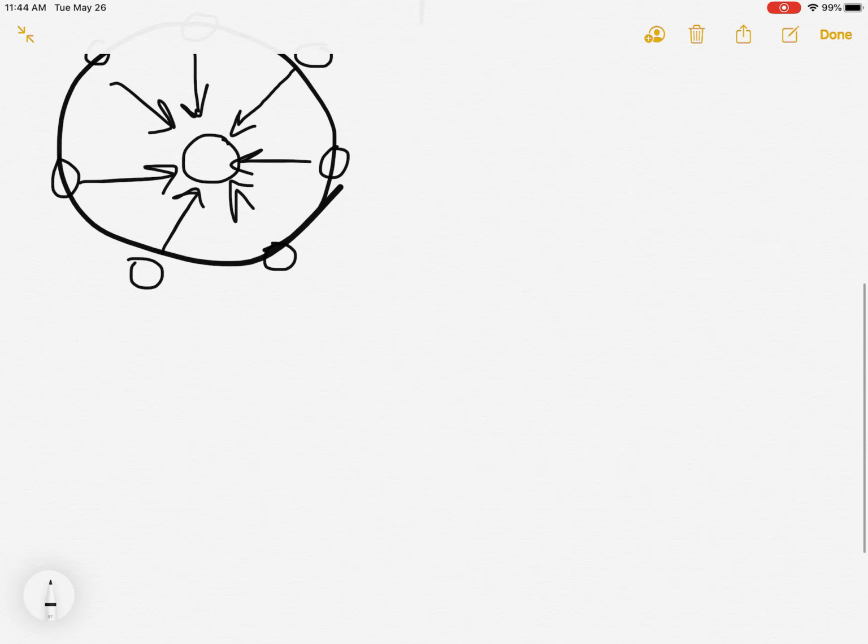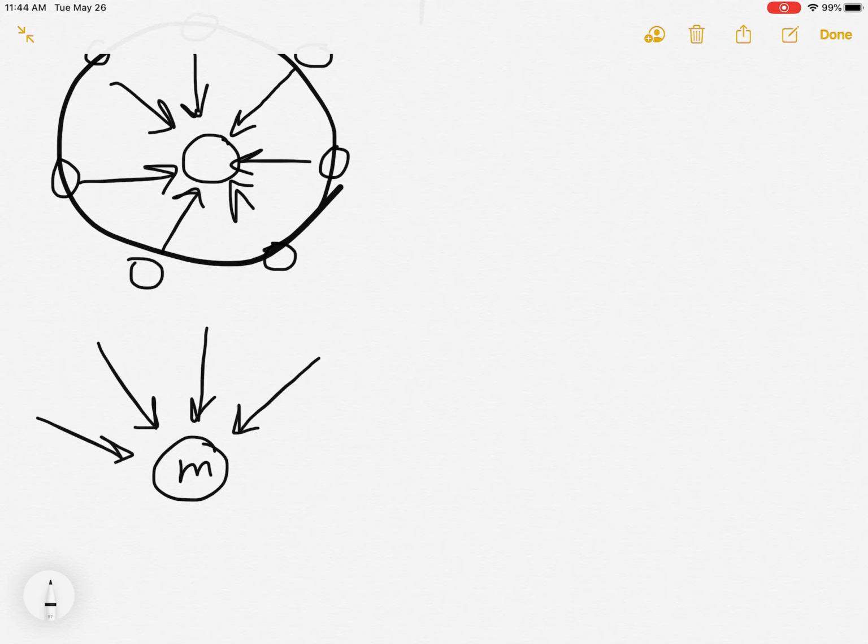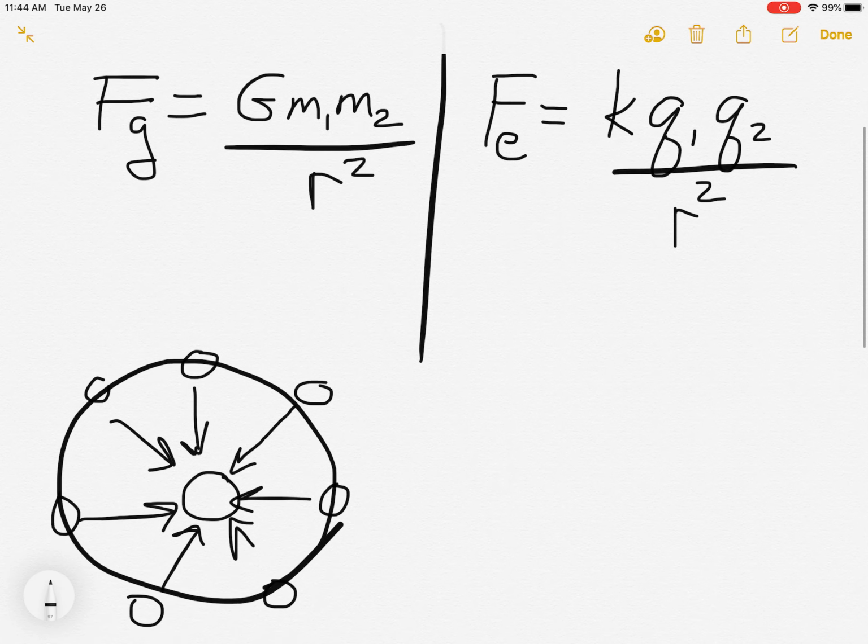A field is the region of space around an object. And so for an object with a particular mass m, if you were to drop any other mass around it, those masses would all feel forces in this direction. So we can describe the field around a mass as this. This would be the gravitational field.